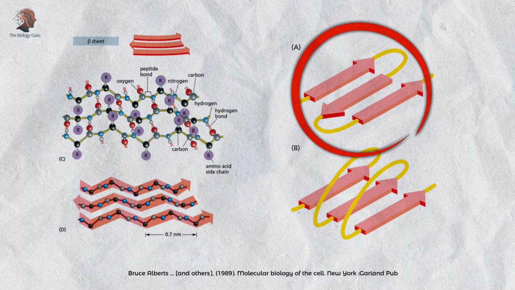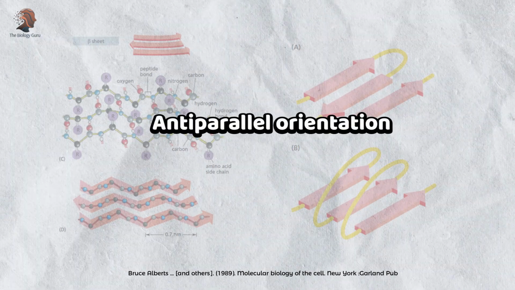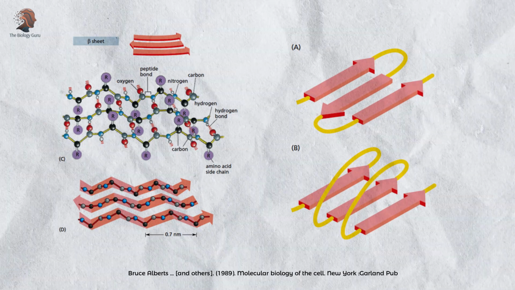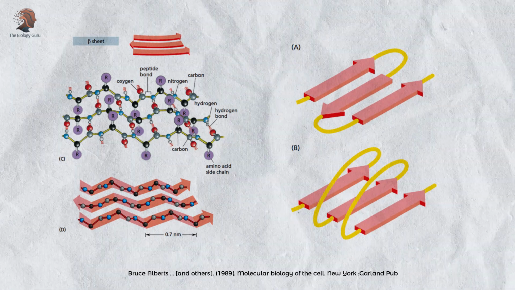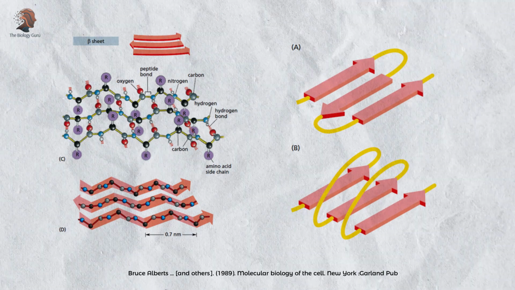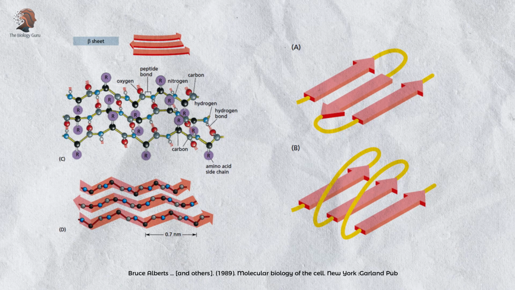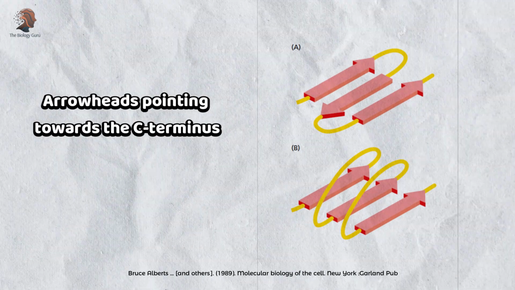Here, adjacent polypeptide chains run in opposite direction, known as antiparallel orientation. Hydrogen bonds between peptide bonds in different strands stabilize the structure of the beta sheet. Amino acid side chains in each strand alternate between projecting above and below the plane of the sheet. Conventionally, arrows are used to represent beta sheets, with the arrowheads pointing towards the C terminus.